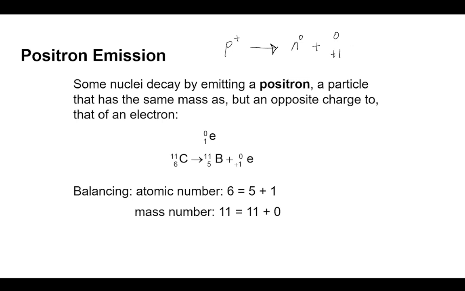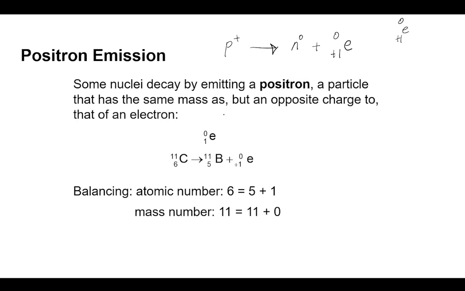And so to conserve charge here, we have this +1, and we call this a positron and use the symbol E, but +1. So kind of like an electron, we might refer to as E negative, if it's a beta particle or an electron. We are referring to this positron as E +1. And it is essentially an anti-electron. It has the same mass as an electron, but the opposite charge. That is what a positron is.